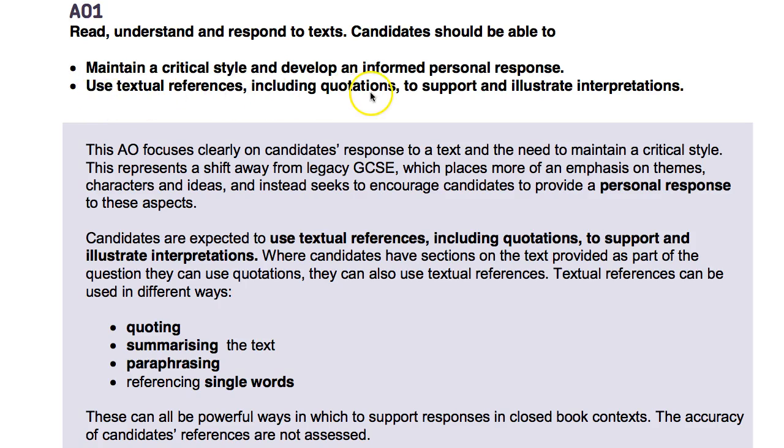Use textual references and quotations. Well, obviously, you'll be familiar with that. So they want you to be able to quote, to summarize ideas in the text, paraphrase when you can't remember a quotation, which is good news. You don't have to remember a million quotations for each text, particularly useful in the poetry. But they love this, the idea of having single word quotations where you embed. And most of my videos show you exactly how to do that. So these can all be powerful ways in which to support responses in closed book context.